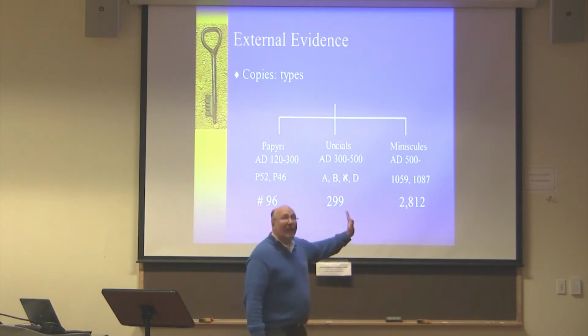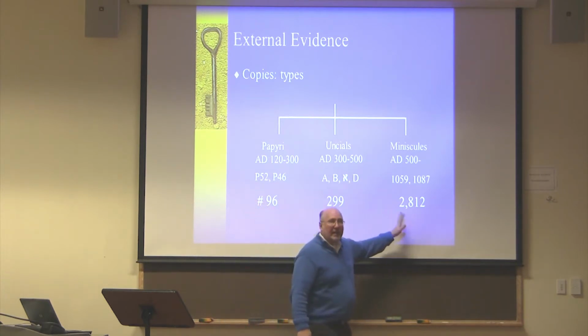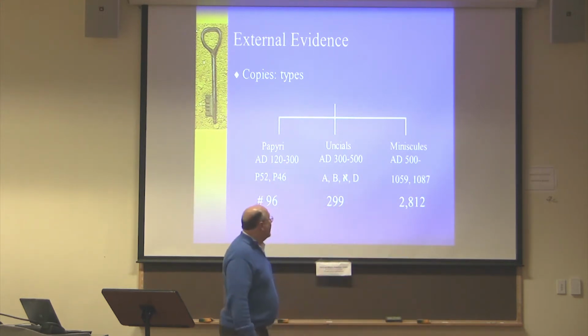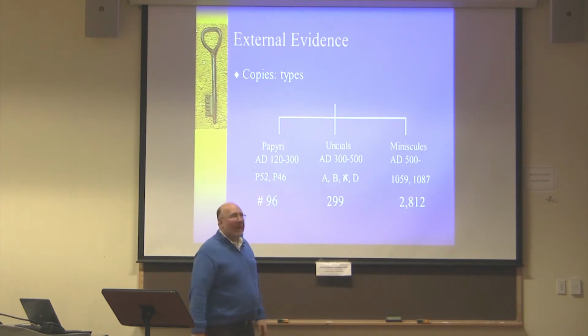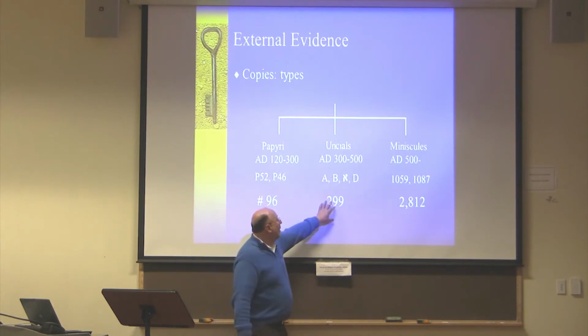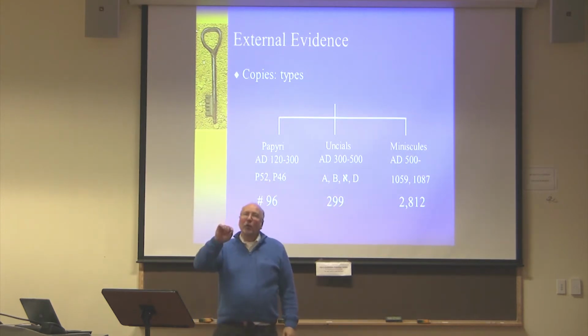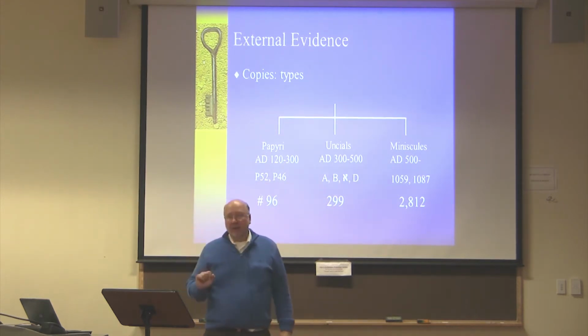Now the minuscules, they're the latest. They come from 1000 AD and later. They were copied the latest. Now what happens is they have found another batch, about 300 of these, and these are called unctuals. The unctual manuscripts are capital letter manuscripts.